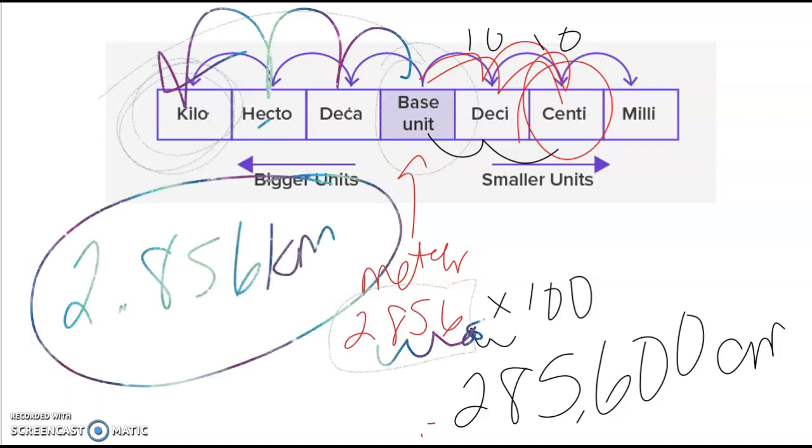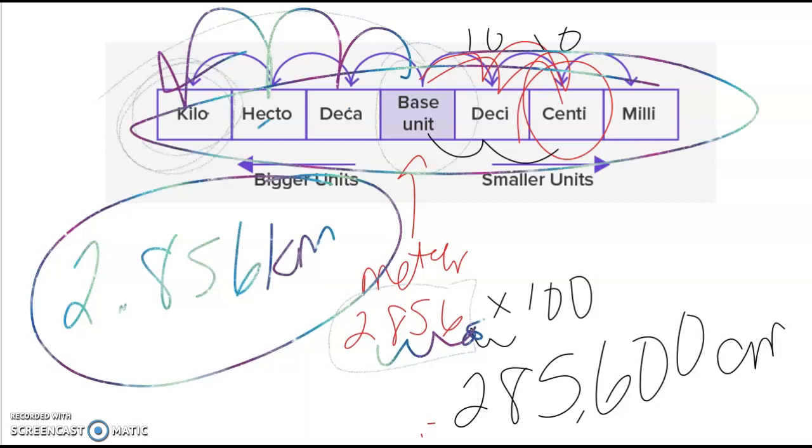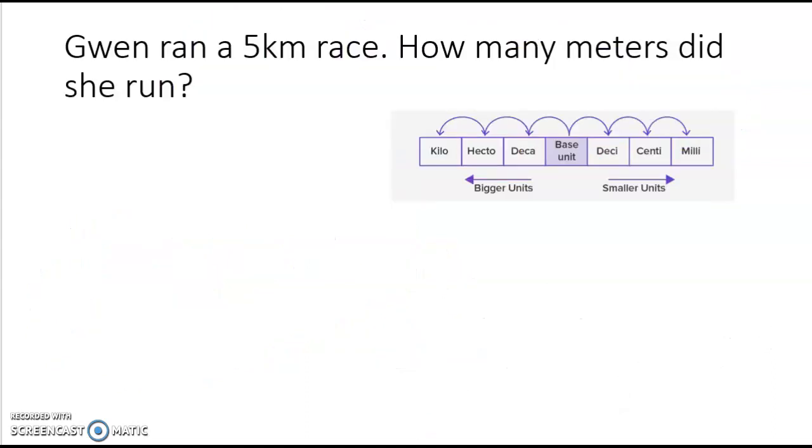So I like the moving method, but the moving method of moving the decimal point only works if you have the idea of your pieces in place. So let's do some examples of this, keeping our units in place. Gwen ran a 5-kilometer race. How many meters did she run?